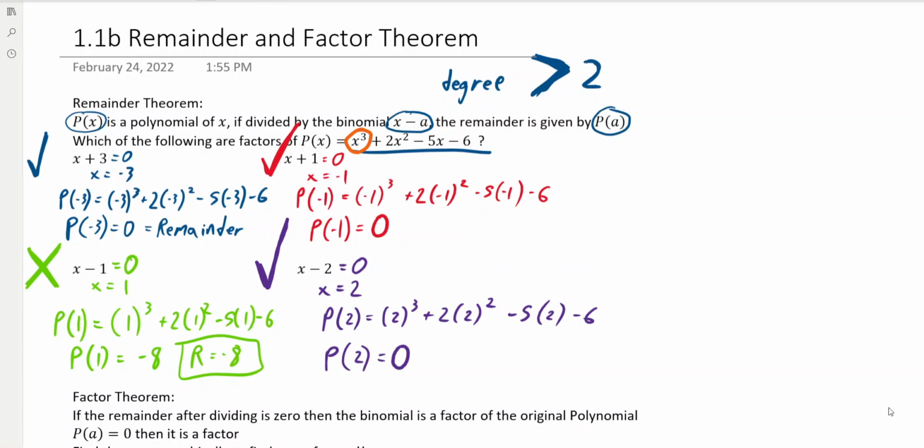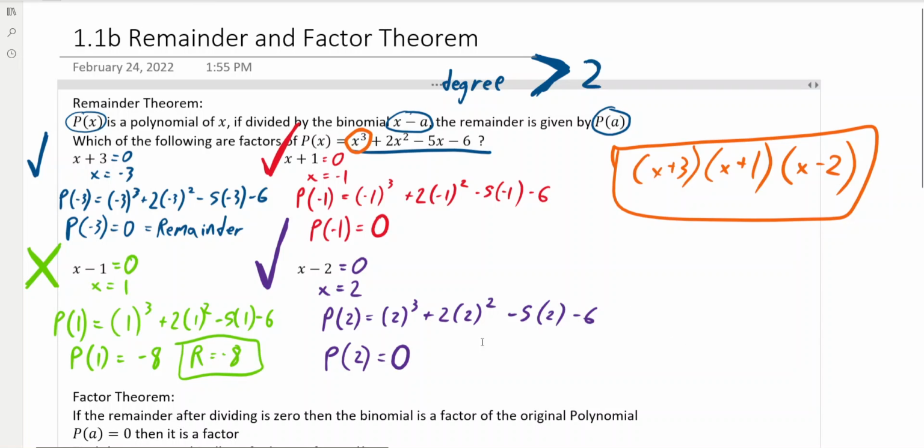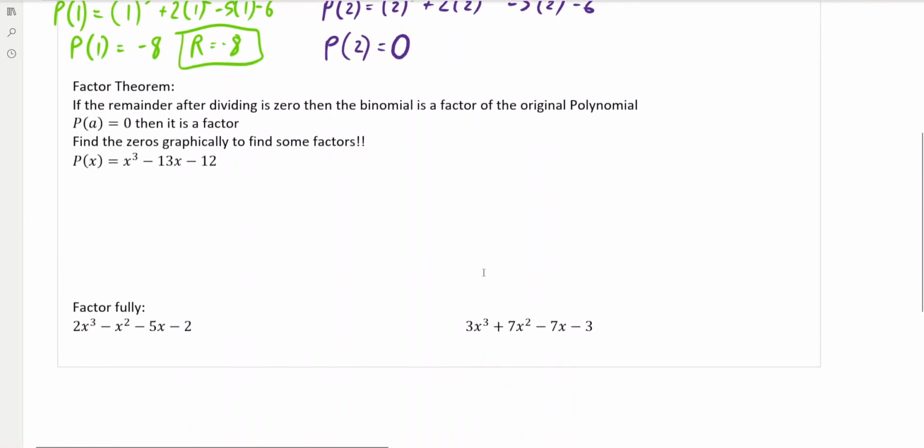If we have degree 3, and we know 3 of the factors, we can actually say that those are the only factors. So to factor fully, if we have found 3, which in this case we have, those are the only factors of that polynomial, because it's degree 3 and we found 3. It won't always work like that, but in this case it works. Okay, so let's now look at the next step.